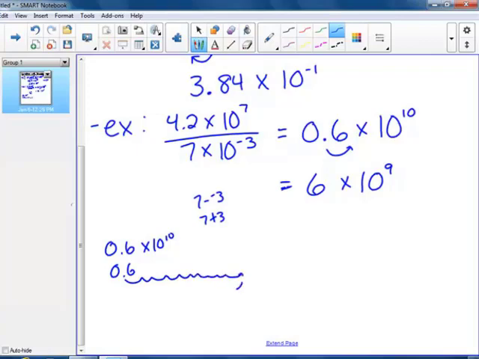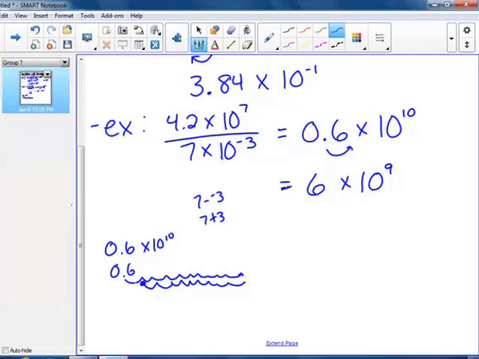And even just thinking about it, I'm going to have to go back. Let me try that again. I'm going to have to go back 9 times to get the decimal right behind that 6. Stop there. So, even just visualizing that, 10 to the right, back 9 to the left. So it should be 6 times 10 to the 9th.